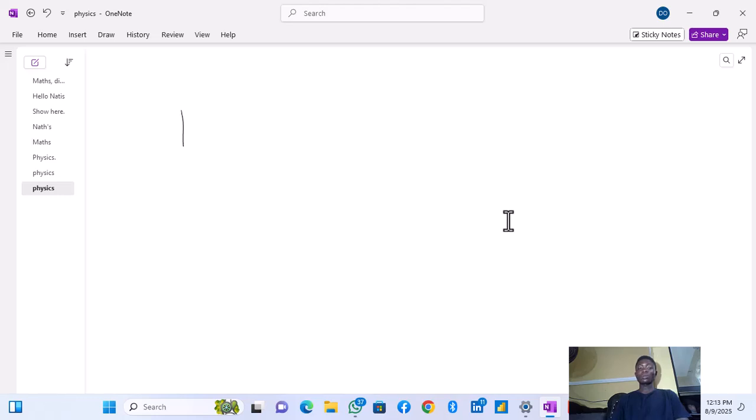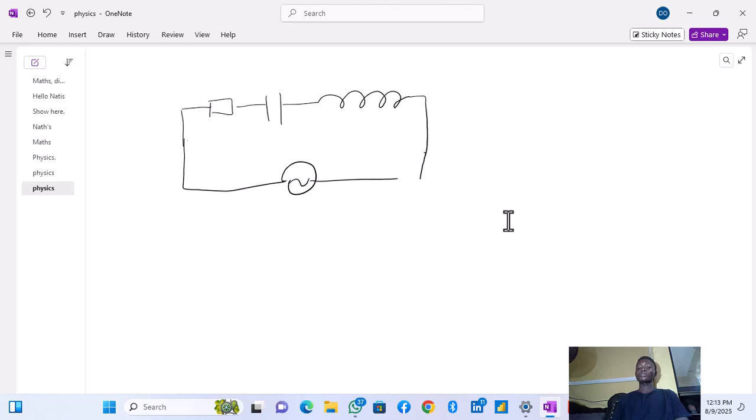Okay, we have the resistor. This is the resistor. We have the capacitor, and then we have the inductor. An inductor is like a coil. These three are usually connected in series. But note that this circuit does not always contain all three.